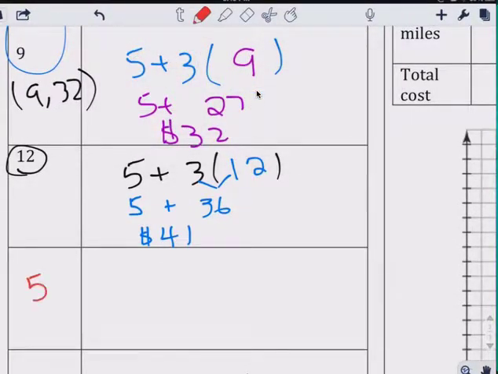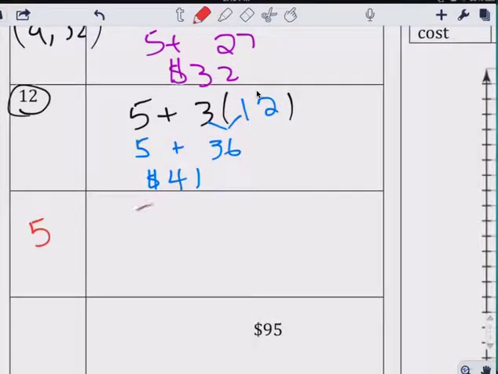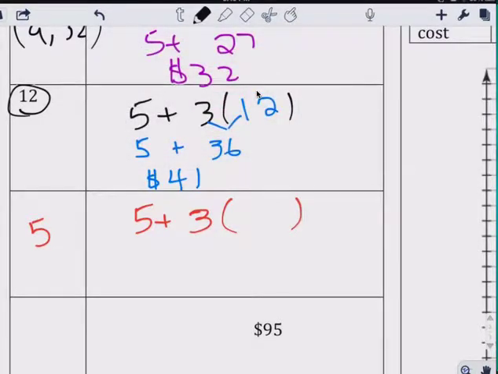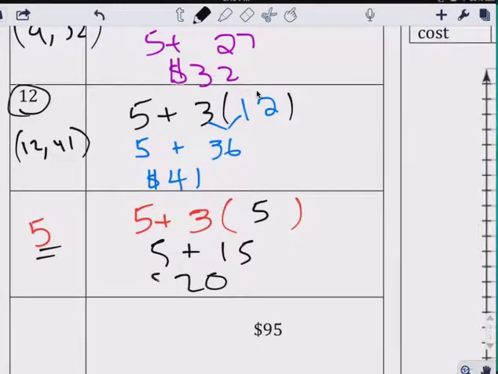I'll choose 5 here. Let's say 5 miles. 5 plus 3 per mile. The ordered pair here is 12 and 41. Say the mileage here is 2. Oh no, mileage is 5. I'm sorry, goodness gracious. Mileage is 5 here. That's 15 plus 5 is $20 for 5 miles.